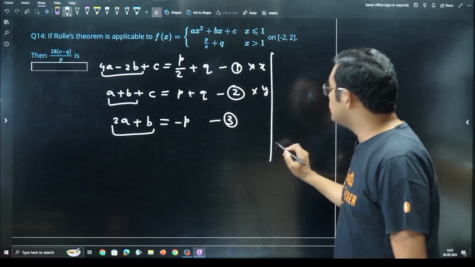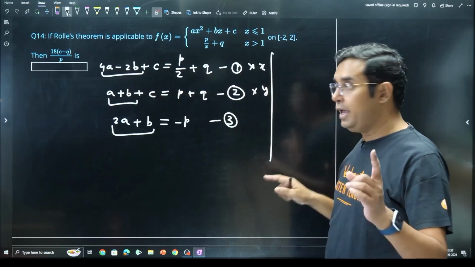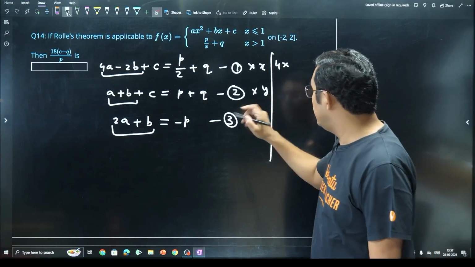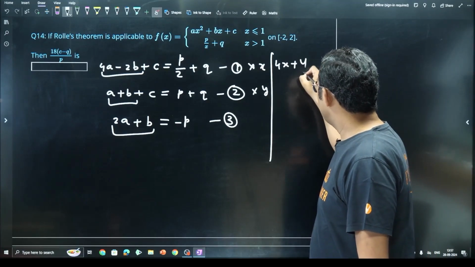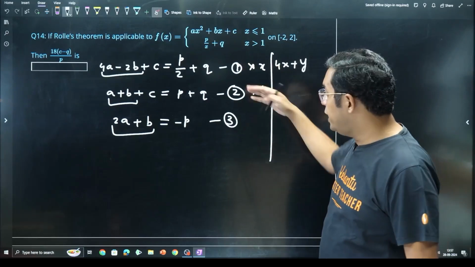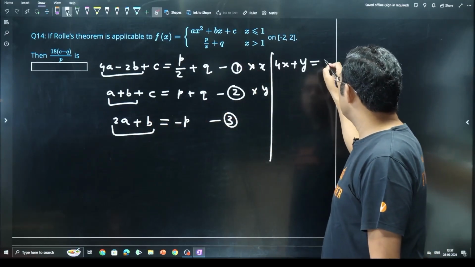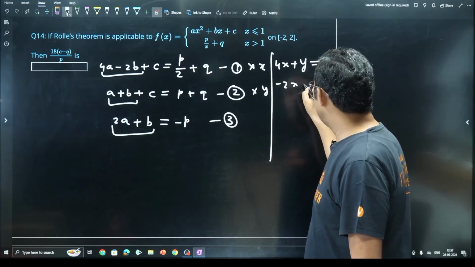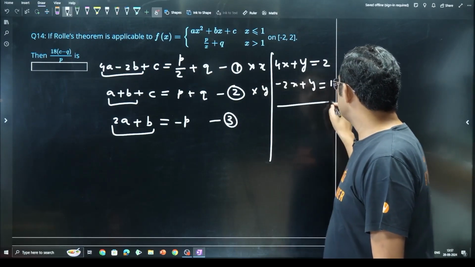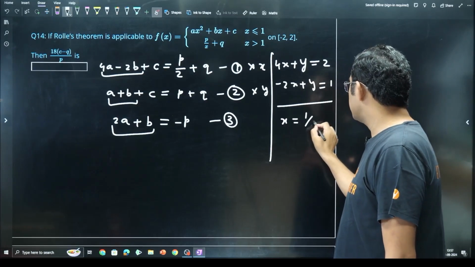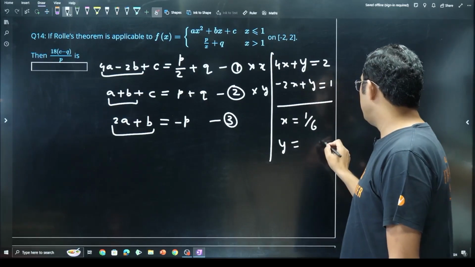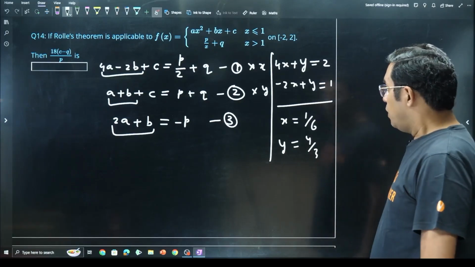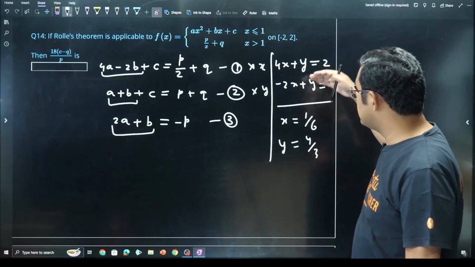So what I'm trying to say is that if I multiply the first equation by x, my coefficient of a will become 4x. If I multiply the second equation by y, my coefficient of a will become y. Now if I want the terms of a to be the same as given in 3, it will become 4x plus y equal to 3. And likewise for b, it will be minus 2x plus y equal to 1. If you simplify them, I think x comes out to be 1 by 6. And if I put x there, y will be equal to 4 by 3. 1 plus 1 by 3 is 4 by 3, that's correct. Now x is 1 by 6, y is 4 by 3.